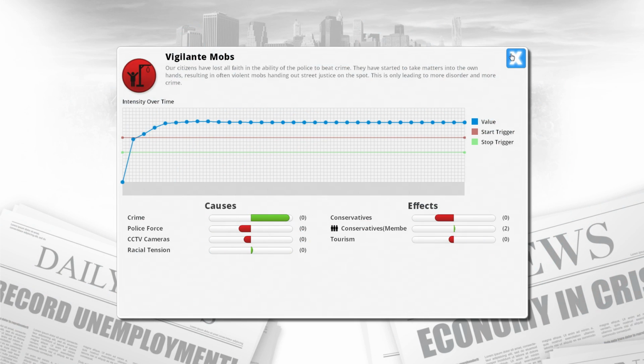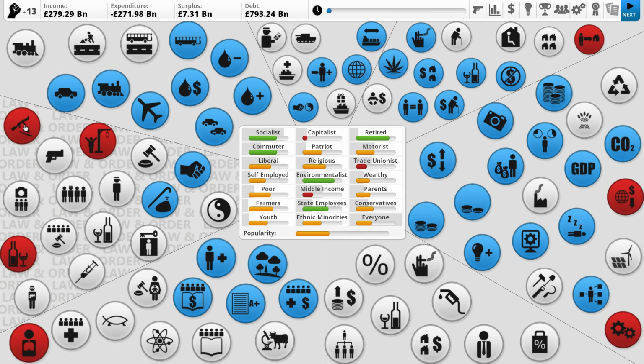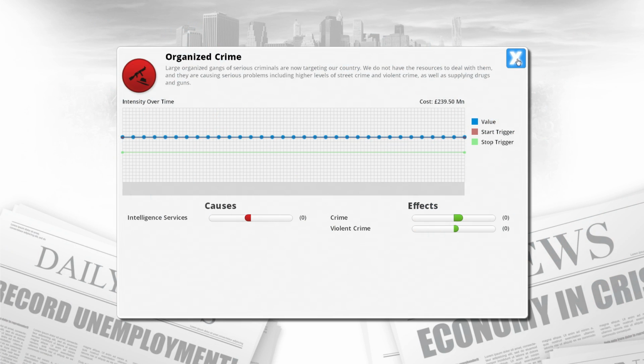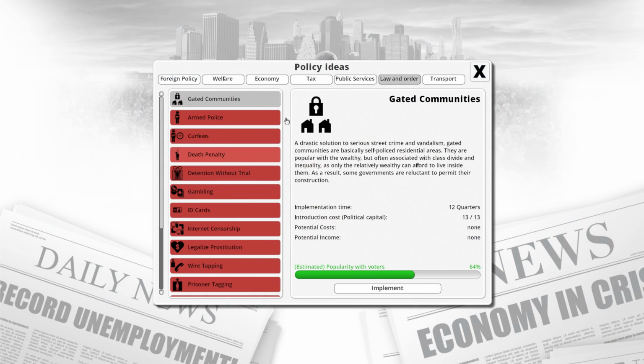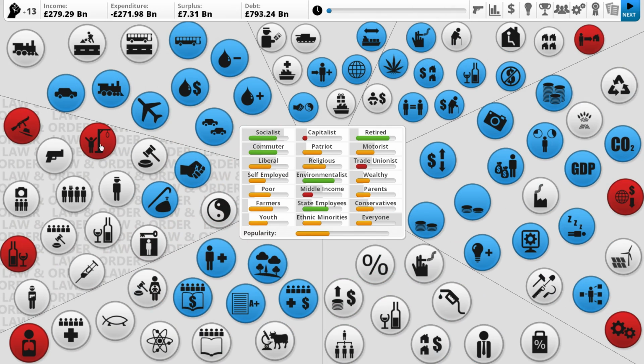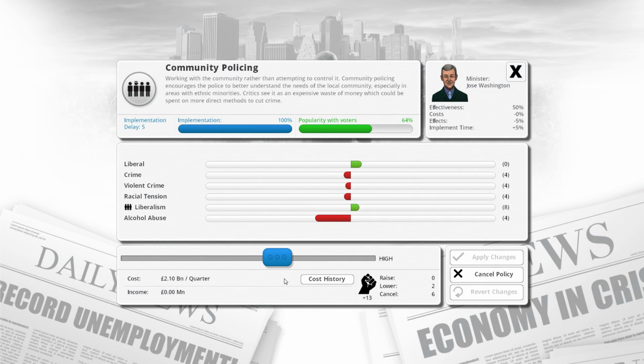Vigilante mobs. What can we do about that? Organized crime. Law and order. Well, that's a bit drastic, don't you think? Gated communities. What if we increased community police? Is this going to help violent crime? I think it helps. Let's do it.